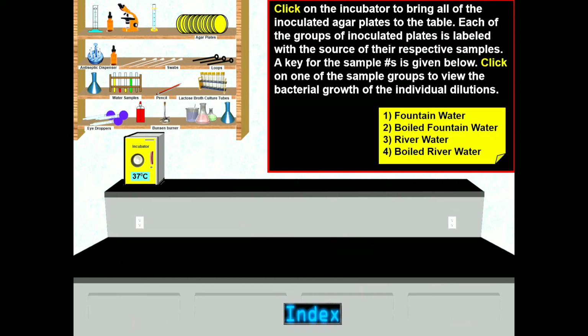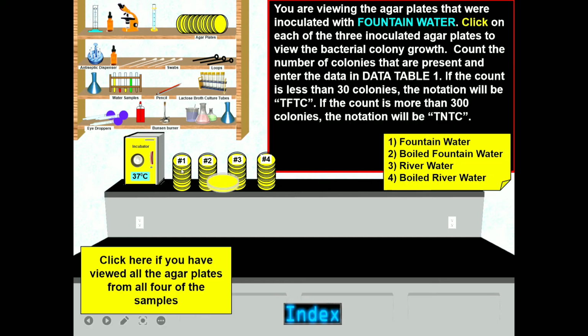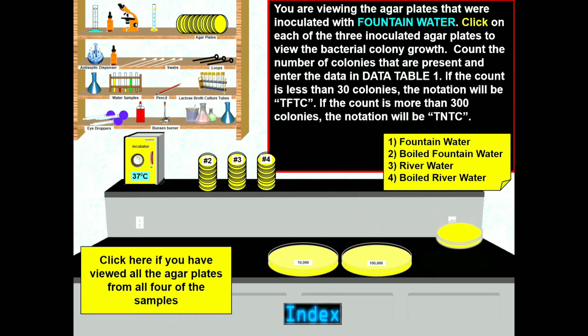Lastly, click on the incubator to bring all the inoculated agar plates to the table. Now click on the agar plate with number 1, which is the fountain water sample. So now we can count the number of colonies. So first, I will show you how to count the colony numbers in the 10,000 dilution factor.